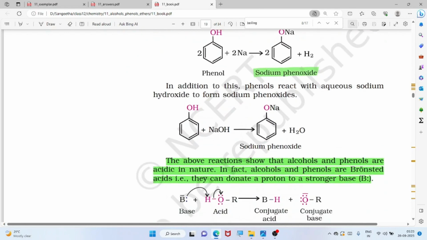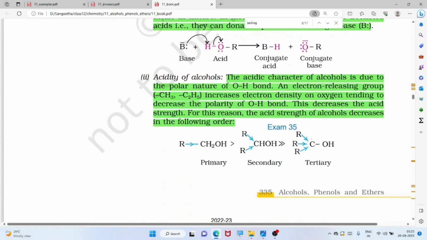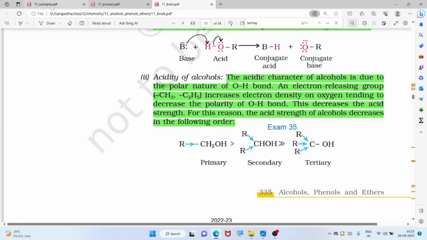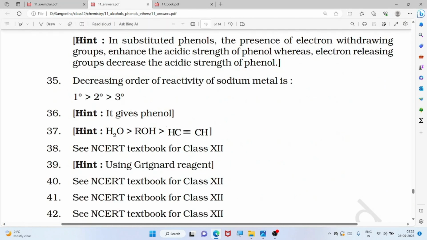Alkoxide ion. Okay, this is more reactive than this and this. More reactive than secondary, than tertiary.